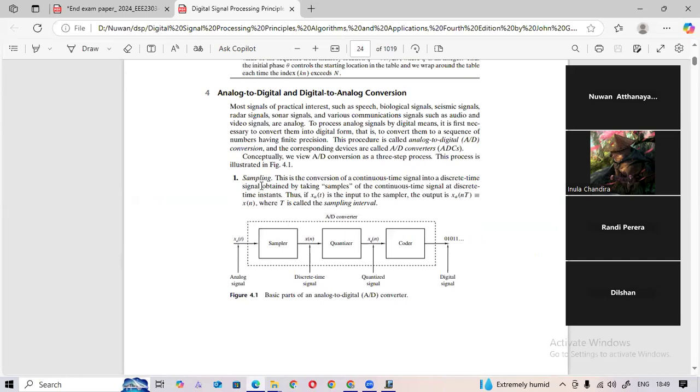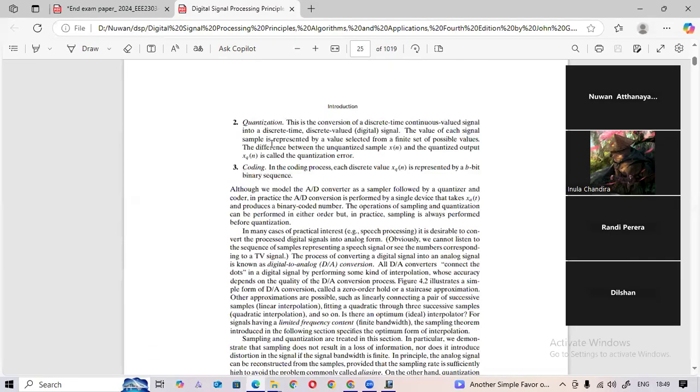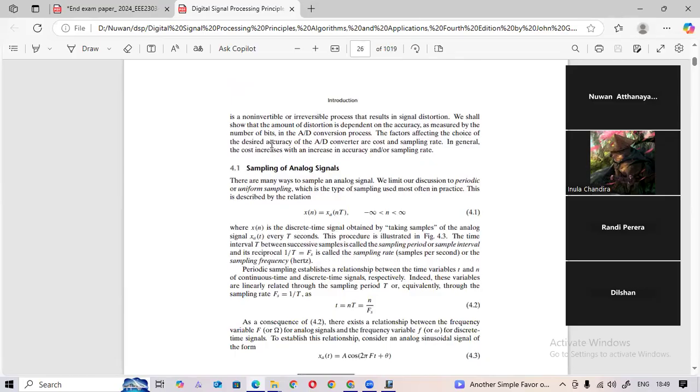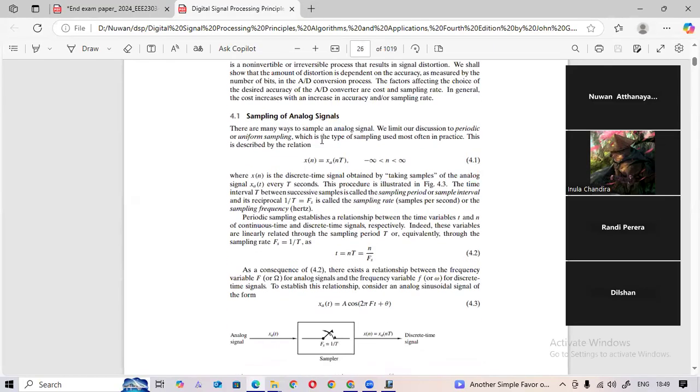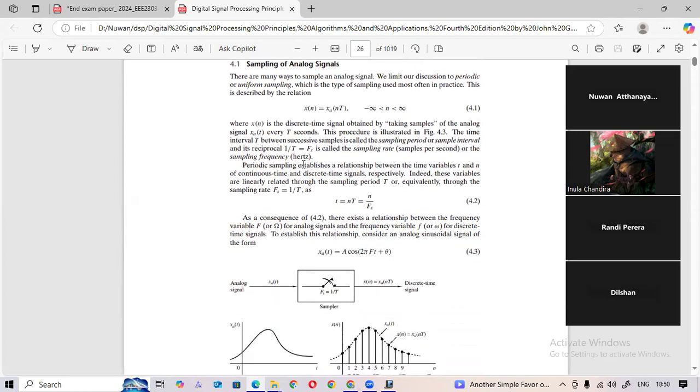Actually, sampling is the first step of analog to digital conversion. Maybe you can remember it. And I think this equation maybe you can remember. This is how we can represent the sampled signal, using uniform sampling, impulse train sampling. This is the sampling frequency, that is the samples per 1 second, and this is the sampling time. So this relationship also we have learned. These are basic relationships.